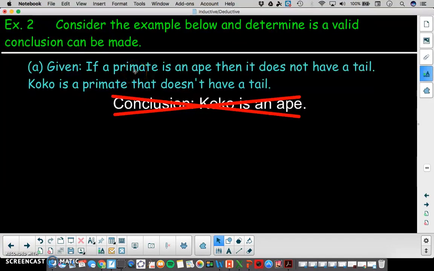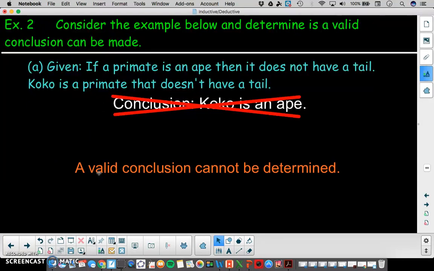So here, no valid conclusion can be made. A valid conclusion cannot be determined.